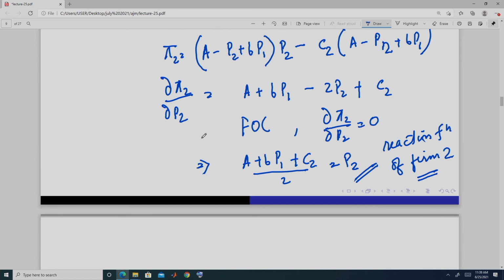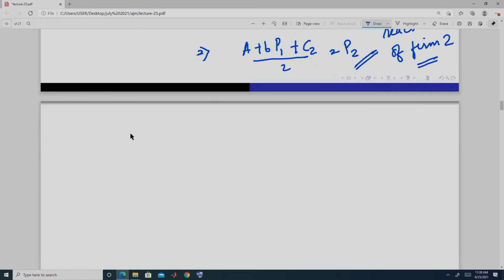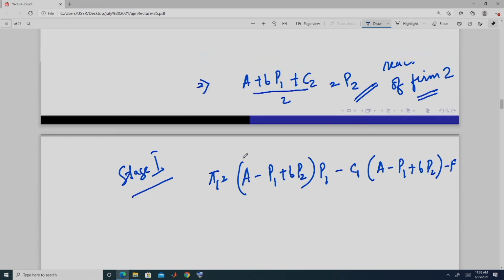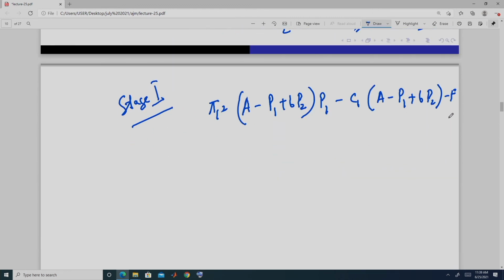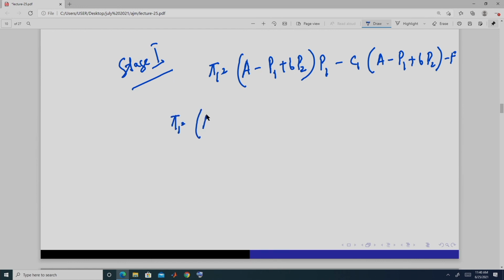Now, based on this, so this is stage 2. In stage 2, we know how firm 2 is going to behave. So, in stage 1, firm 1 is going to use this. Firm 1's profit function is this. Fixed cost, I have forgotten to put the fixed cost. Okay, this. Now, firm 1 knows how P2 is going to be decided. If it chooses P1, what is going to be the P2? It knows from this reaction function. So, firm 1 will plug in that value here, that function here instead.